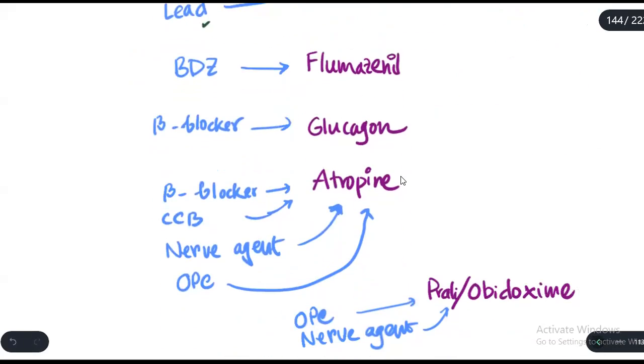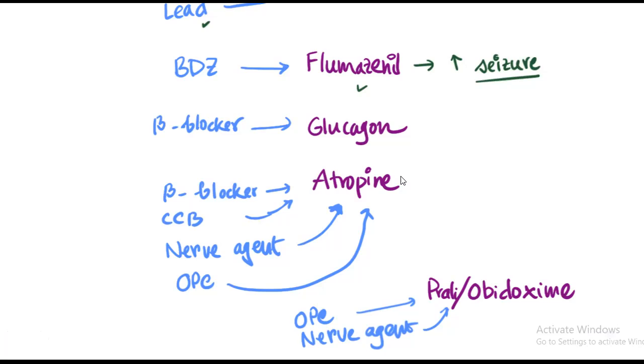Then for benzodiazepine poisoning, we can use flumazenil, but that's rarely used because flumazenil increases the risk of seizure. So it's probably good to use only when you have cardiorespiratory depression from benzodiazepine overdose.